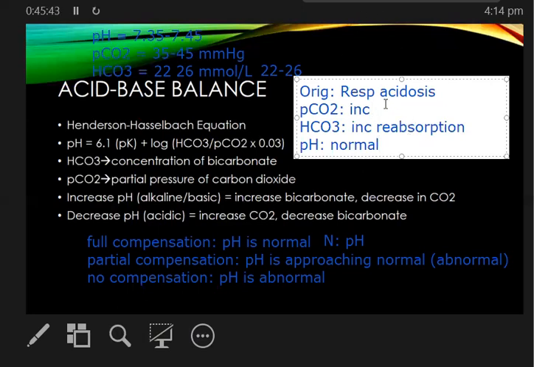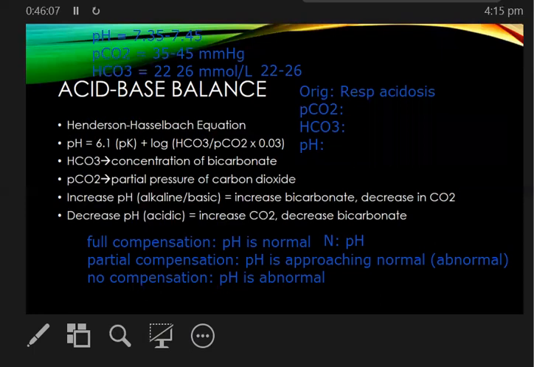Alright, balik naman tayo dito kay partial compensation. So in the case of partial compensation, everything is abnormal. Yes, everything. Your pH is abnormal because it is still approaching normal, and of course the original imbalance is still there. So that will make that parameter abnormal. And then the compensatory mechanism will make the other variable abnormal also. So I repeat, in partial compensation, all values are abnormal.